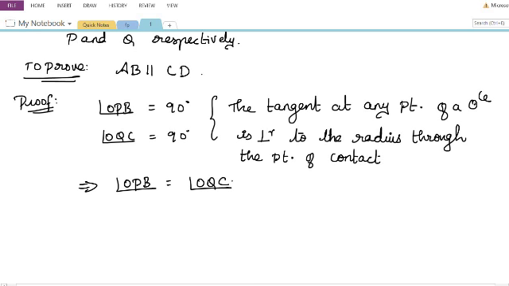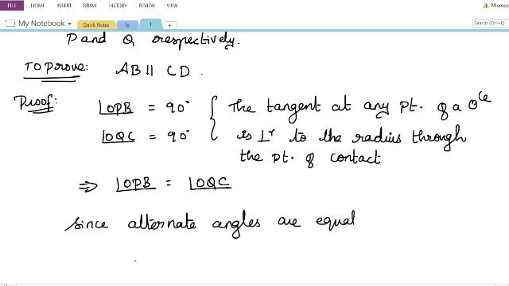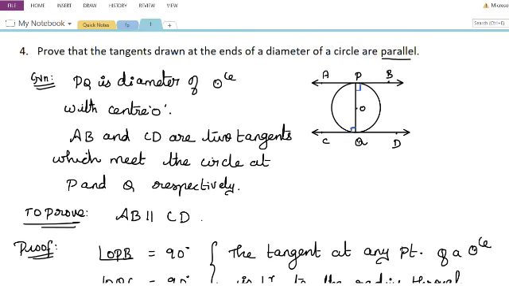Now we know these 2 angles are alternate angles. So since alternate angles are equal, AB is parallel to CD. So we have used a theorem statement and we have proved that alternate angles are equal and said that AB is parallel to CD. We can also prove angle OPA, that is this side angle, equal to angle OQD. Both are 90 degree again, right? So again alternate angles are equal. So AB is parallel to CD. Shall we go for the next question?